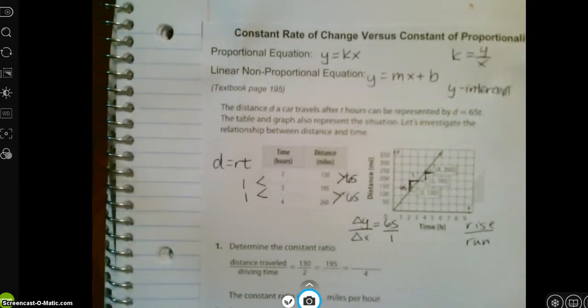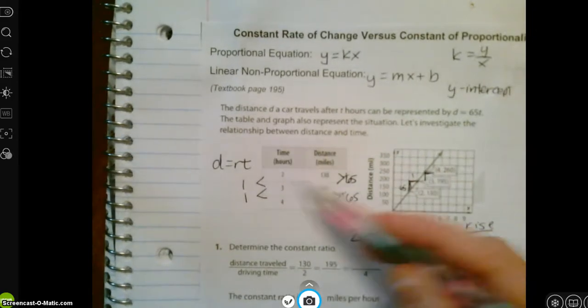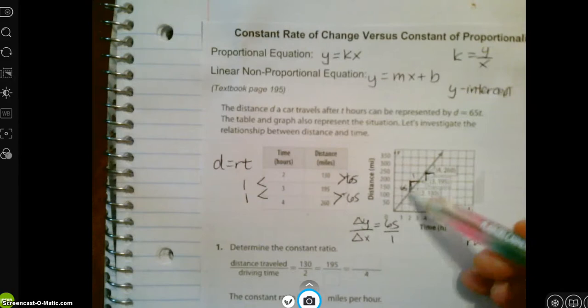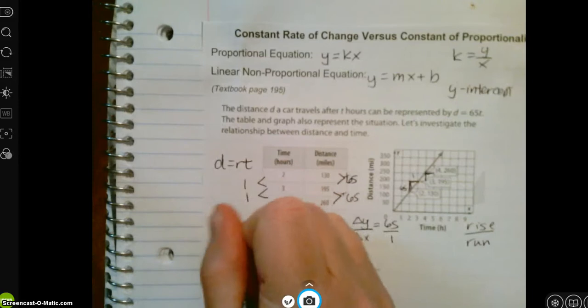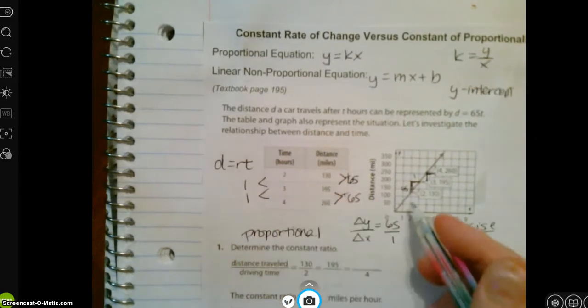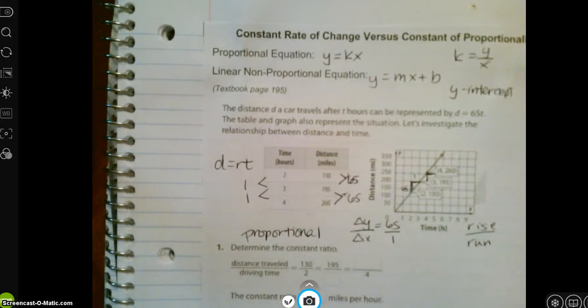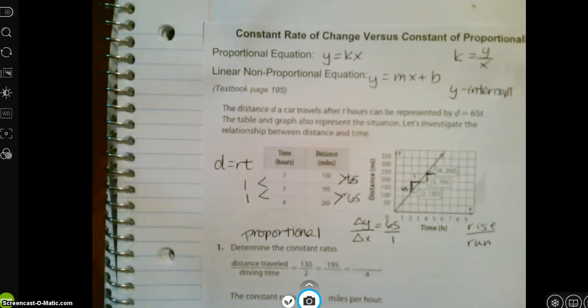So anyway, our constant rate of change, which y'all do know, we've practiced this a lot, is 65 over 1. Now, they graphed 3 points on here, and then they drew a line, and notice it goes through 0, 0. So because it goes through 0, 0, we know this is proportional. Okay? Because it meets two criteria. You have to have two things true. It is proportional because it has a constant rate of change and it goes through 0, 0. That's what I need you to write.